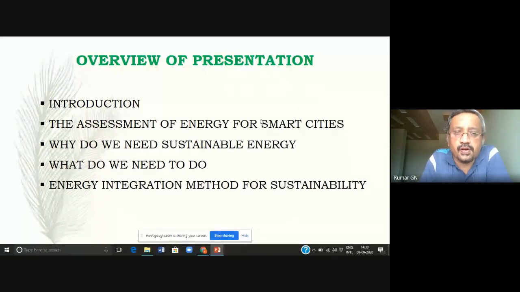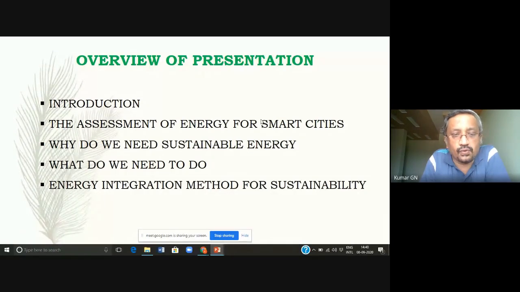Third, why do we need sustainable energy? Because already energy is there, and the electricity is generated from different sources. Already we are familiar, but what sustainable energy means for the smart city is a very important thing. I'm just going to highlight these things.